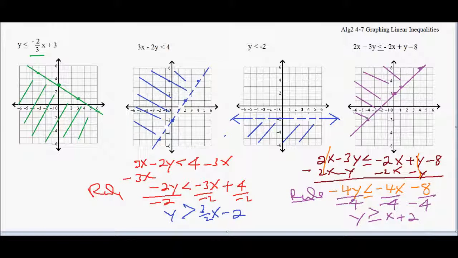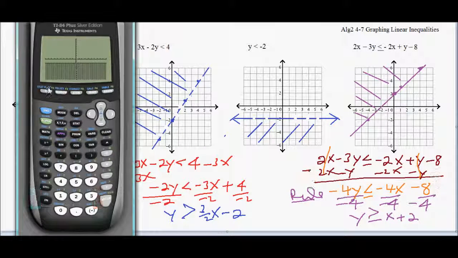So let's just graph it to make sure we're okay. X plus 2. Pretty easy. And we want greater than. I gotta cycle through these again. And then we're done. Graph it. It better look like that. See that right there. And that's it.